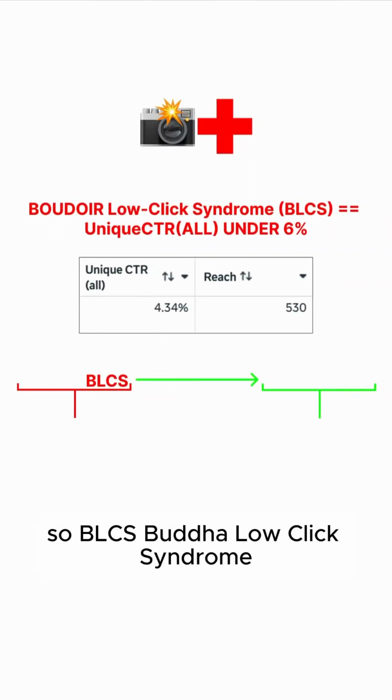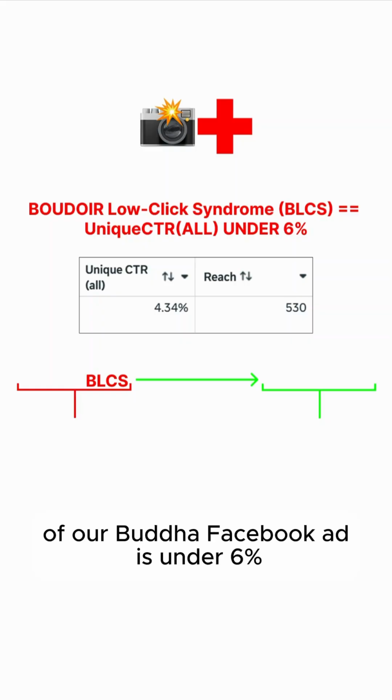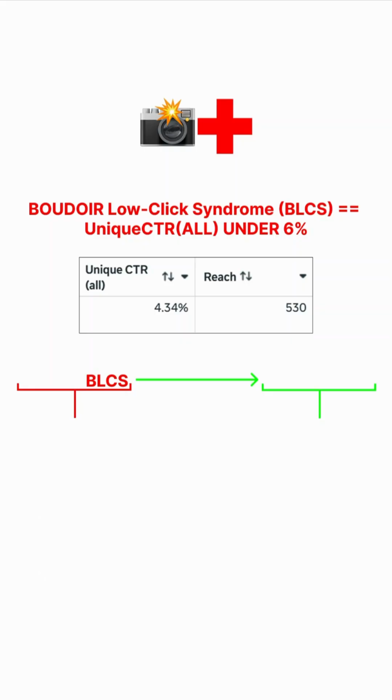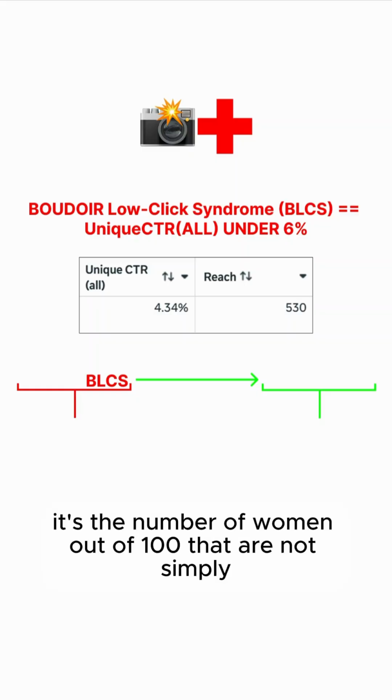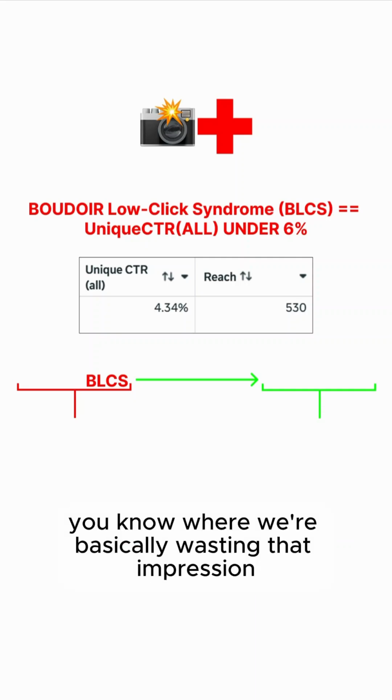So BLCS, Boudoir low click syndrome, is when the unique CTR of our Boudoir Facebook ad is under 6%. So this means fewer than 6 out of 100 women are clicking somewhere on our ad, aka it's the number of women out of 100 that are not simply scrolling right on by, where we're basically wasting that impression.